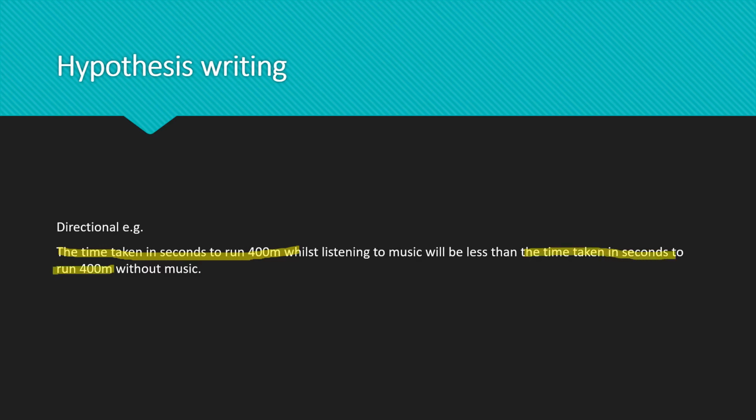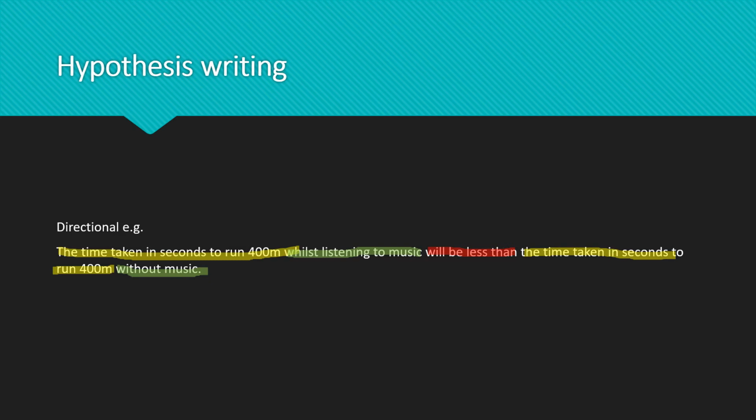If I do the independent variable in a different colour, it says whilst listening to music is our independent variable, said once here, and without music said here. And because it's directional, you need to say whether it's going to be more than or less than. So this says will be less than here. So that is the most important thing to do, making sure you've got your independent variable fully operationalised twice, your dependent fully operationalised twice, and saying which direction it will be in.